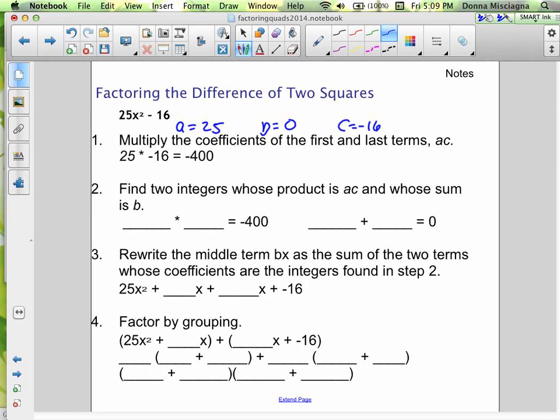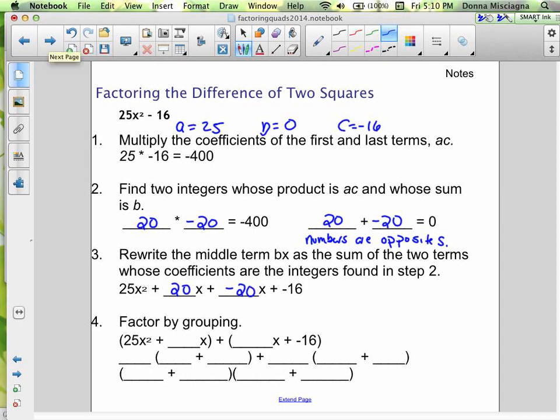If they're going to add to give us 0, the numbers are opposites. Right? That's what we're going to get the 0. So 20 times negative 20 gives us negative 400, and 20 plus negative 20 gives us 0. So we're going to replace that 0x with a 20x and a negative 20x.